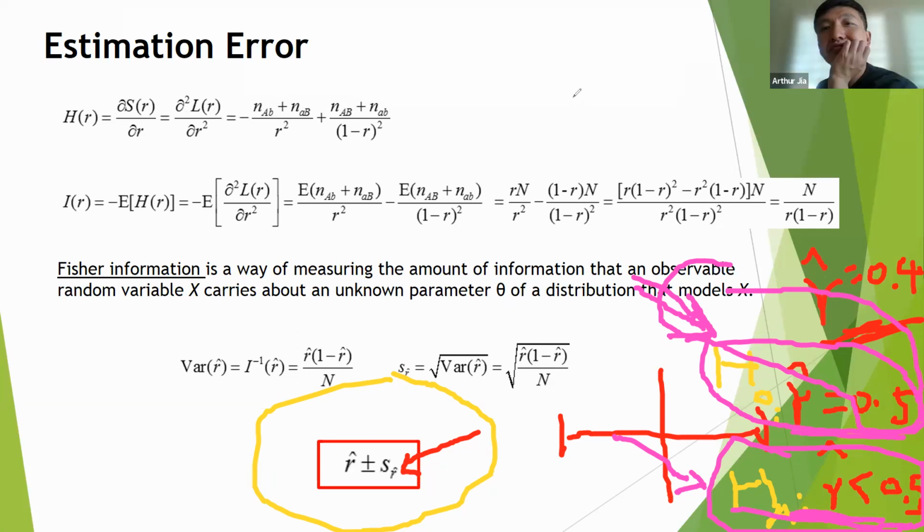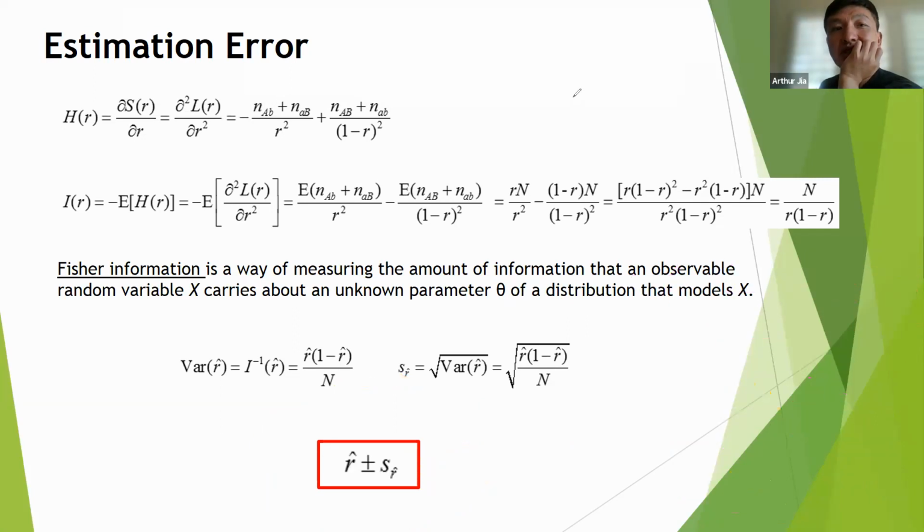So first, we need to focus on this. We know how to estimate this, right? We use MLE to estimate R hat, the unknown parameter. And then we need to know how to estimate this standard error. Standard error is the measurement of the error for the estimation of this parameter.